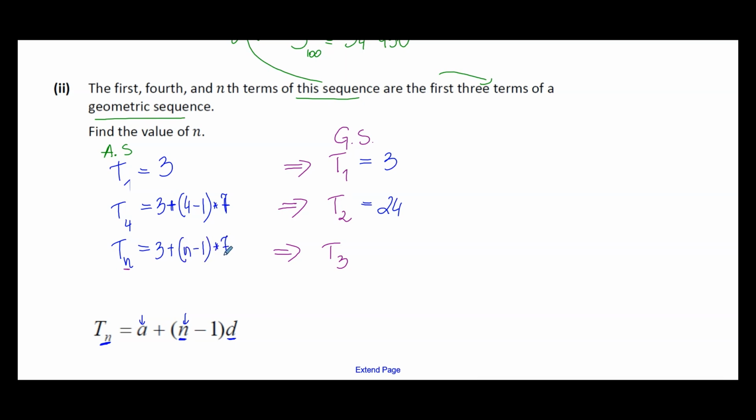Now here we can simplify it a little bit, can't we? Because we can multiply the bracket. So I will have 3 plus 7n, and 7 times minus 1 is minus 7, and then together 3 minus 7 will be minus 4. So my third term will be minus 4 plus 7n.